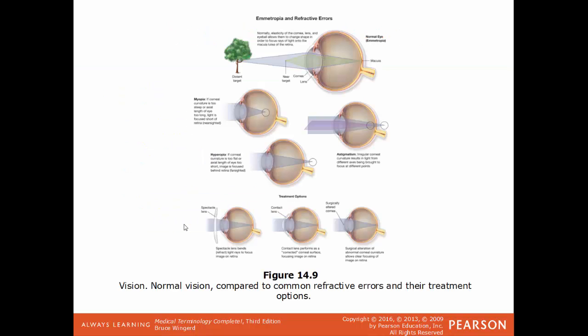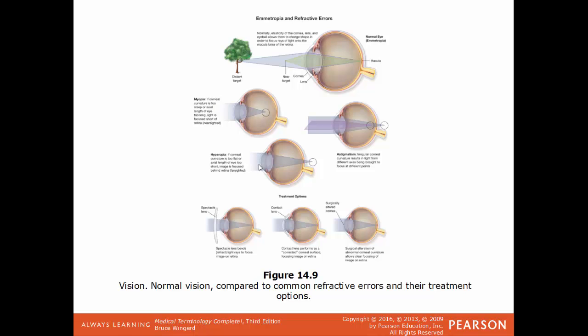Here are some examples of those refractive errors. The image up top is what you want to have, emmetropia. So in this example, the person is looking at this tree, which is a distant target. So what you want to happen is light to be directed in, through the pupil, through the lens, and right on to the retina, on the macula of the retina. Someone who is nearsighted, or has myopia, the image is focused ahead of the retina. So that's why they see things up close fine, but things that are further away become blurry.